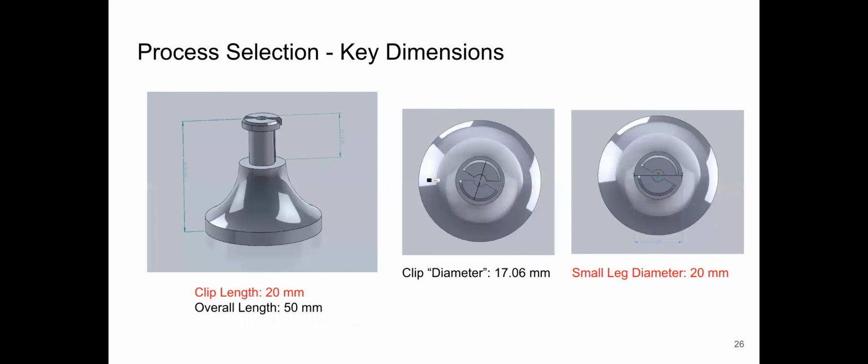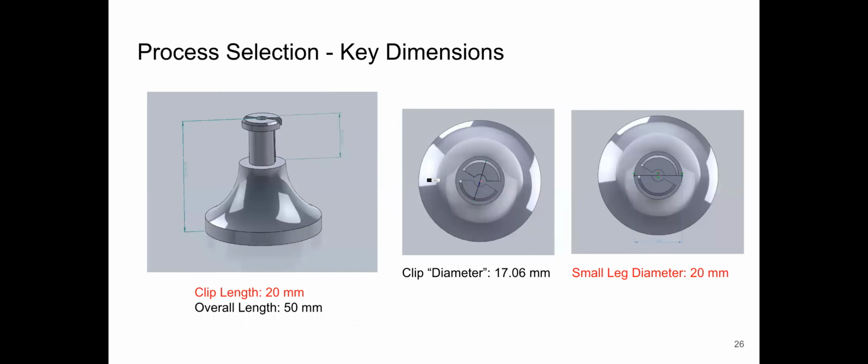Next slide. The second part we decided to go through process selection with is the leg. All of the important dimensions are listed below, with the critical ones being in red. Next slide. Here are the parameters.